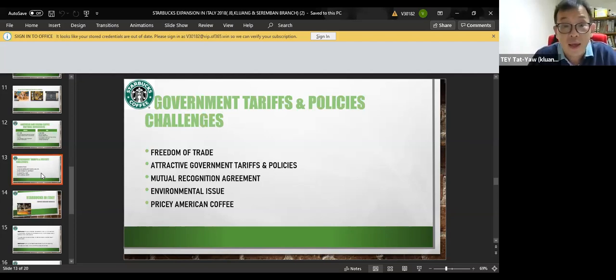Right. And then for the mutual recognition agreement, this particular agreement was signed between the US and the European Union back in 2012. This is to strengthen the relationship between these two regions and facilitate trade operations between them, with simplified customs procedures in particular. Right? And coming to the environmental issue.